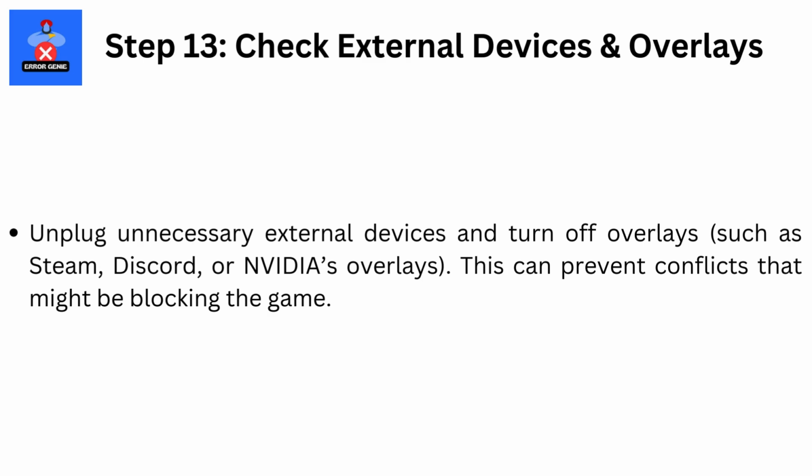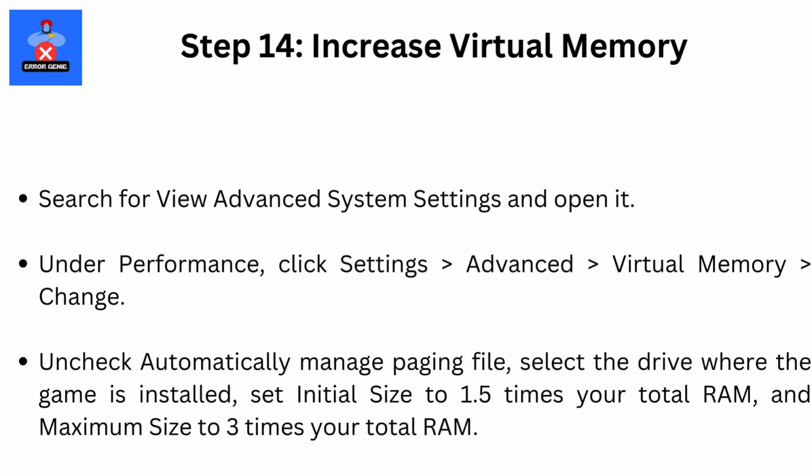Step 14. Increase virtual memory. Search for View Advanced System Settings and open it. Under Performance, click Settings, then Advanced, then Virtual Memory, then Change. Uncheck Automatically manage paging file. Select the drive where the game is installed. Set initial size to 1.5 times your total RAM and maximum size to 3 times your total RAM.